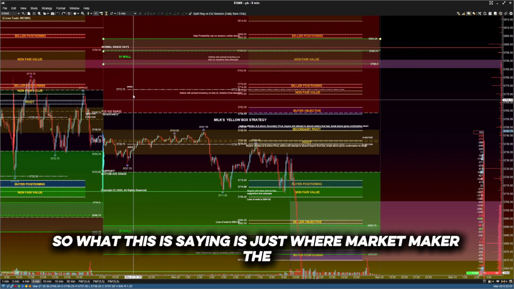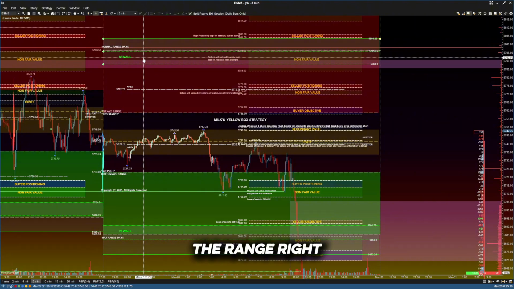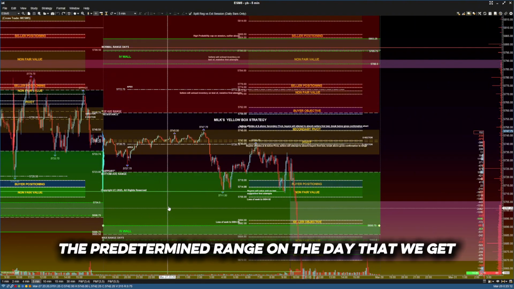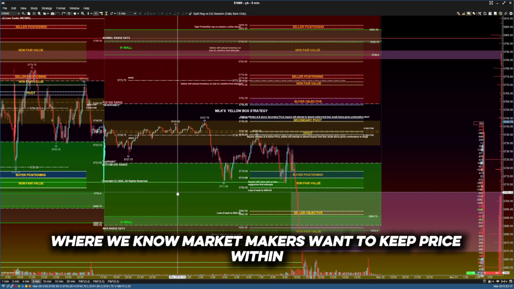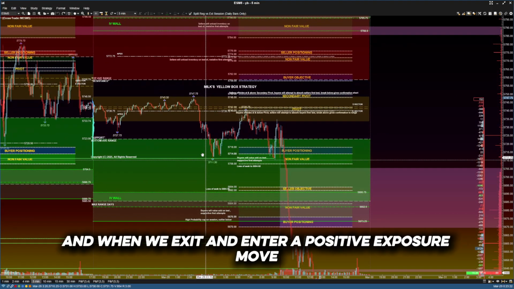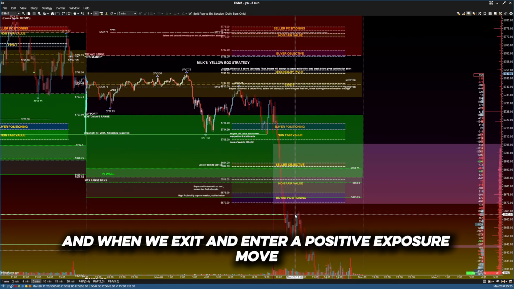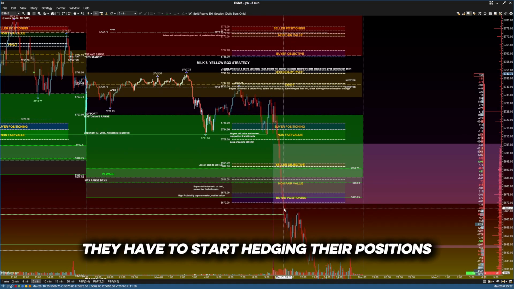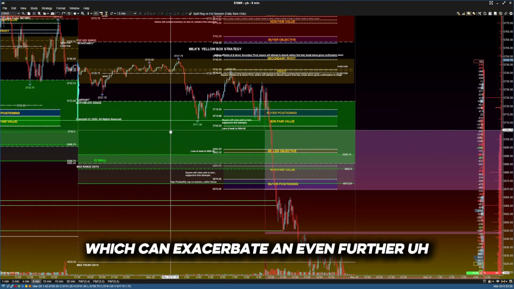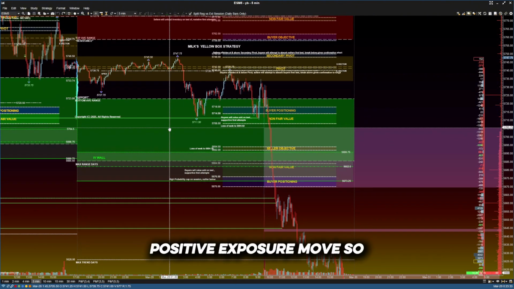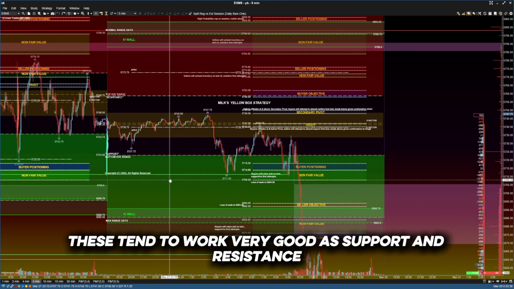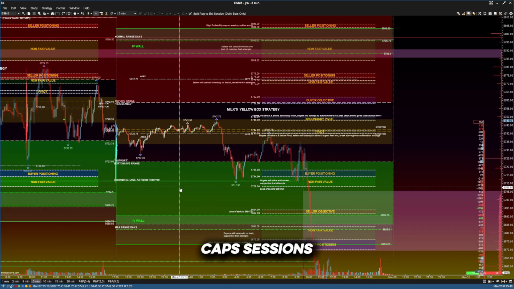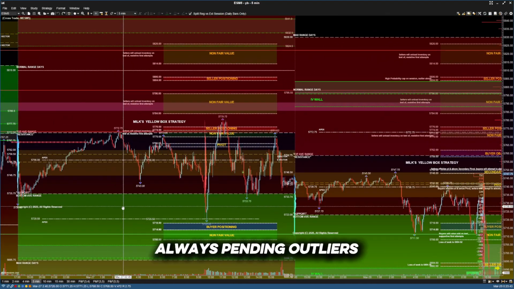So what this is saying is just where the market maker range is, right? The predetermined range on the day that we get before the day even starts, where we know market makers want to keep price within because that's where they're making money. And when we exit and enter a positive exposure move, they have to start hedging their positions, which they don't like to do, which can exacerbate an even further positive exposure move. So these tend to work very good as support and resistance, caps of sessions, always pending outliers.